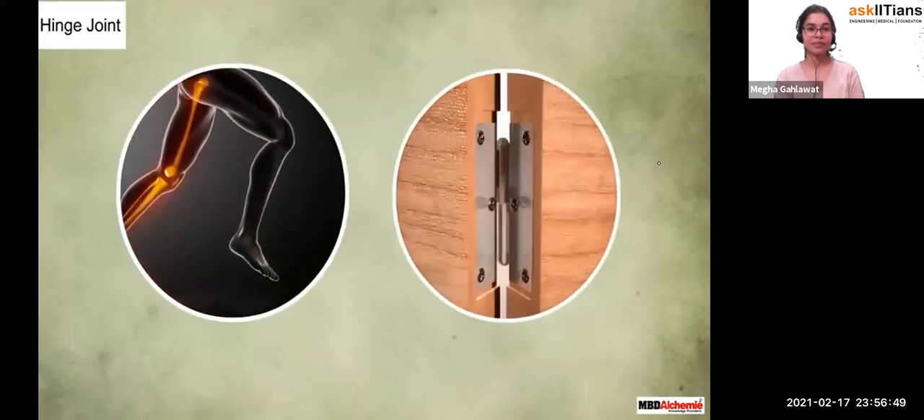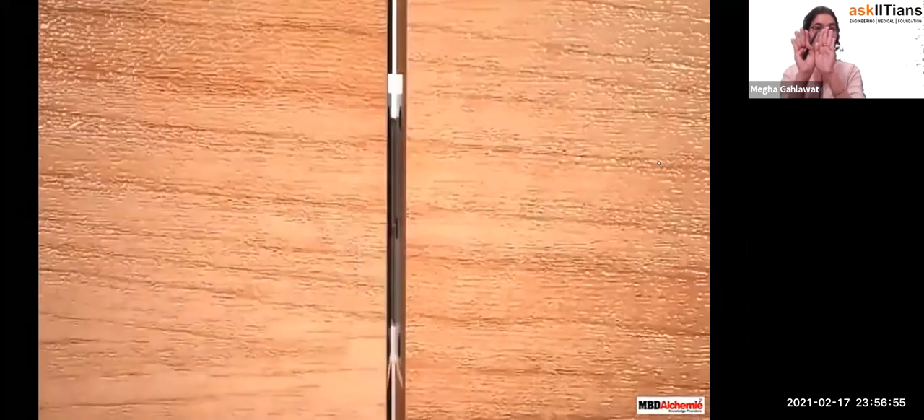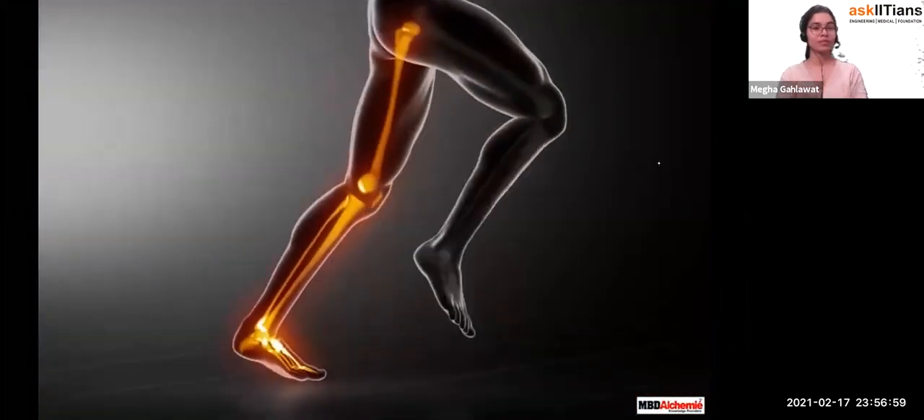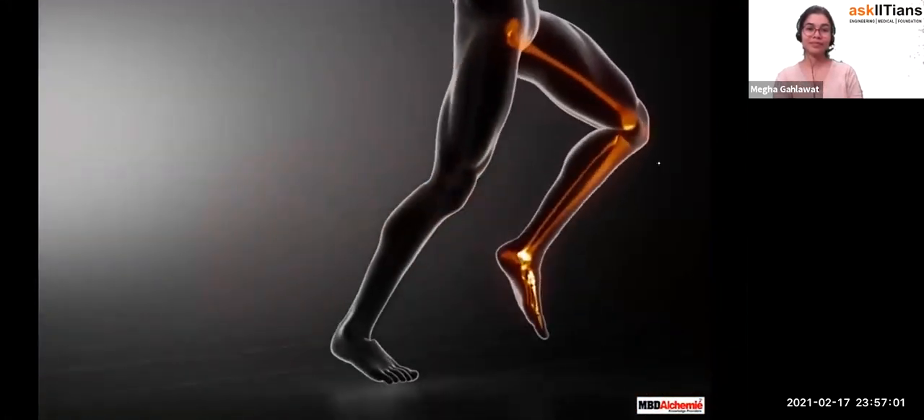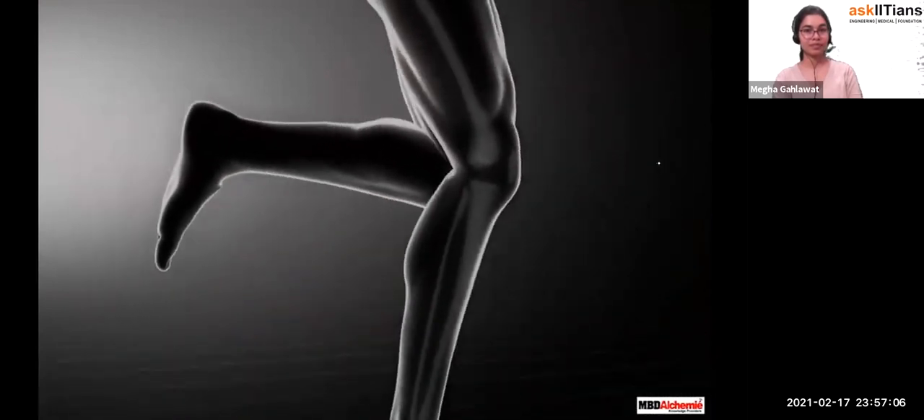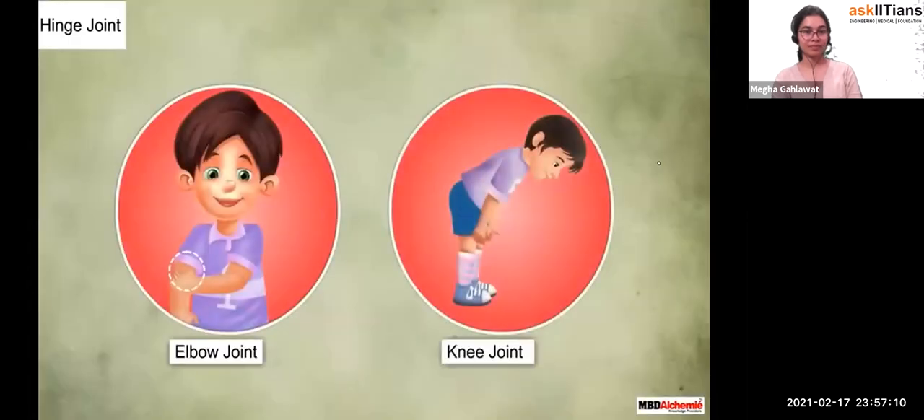A hinge joint is very similar to a door hinge. You can see that the door hinge allows the opening and closing of the door in two directions. Similarly, a hinge joint in the body also allows the movement in two directions, that is, forward and backward or upward and downward. The elbow and knee joints are the two examples of the hinge joint.